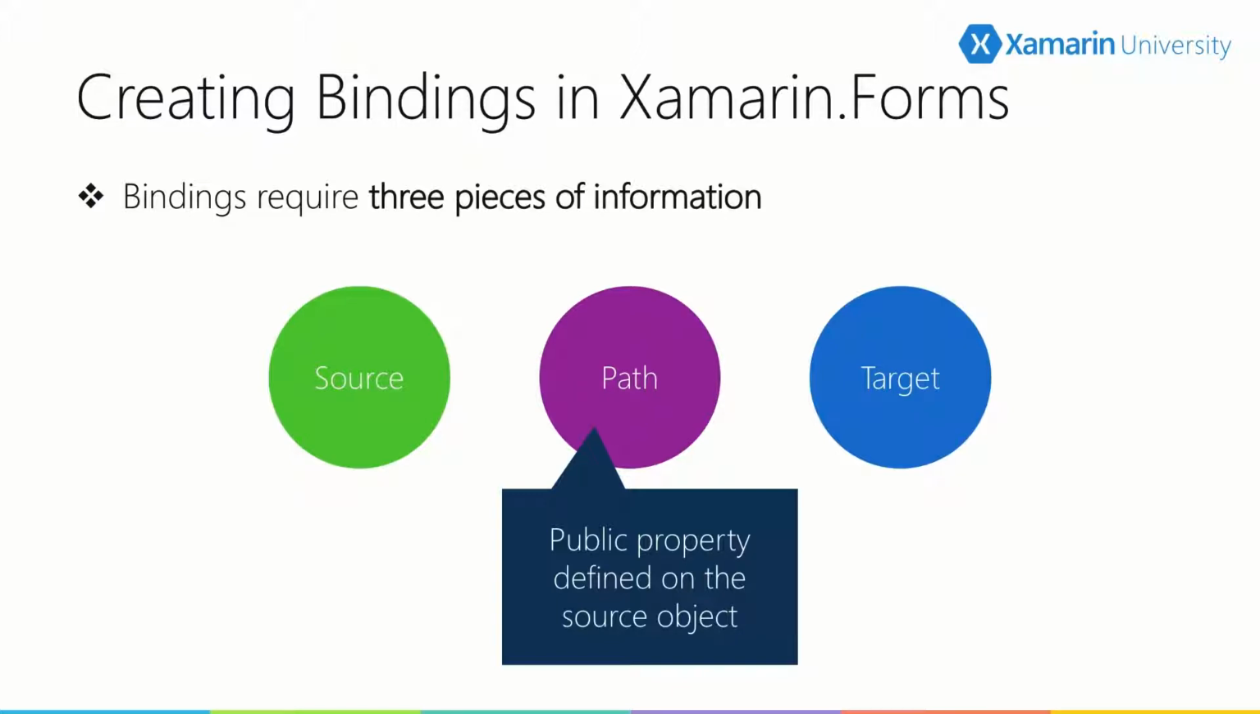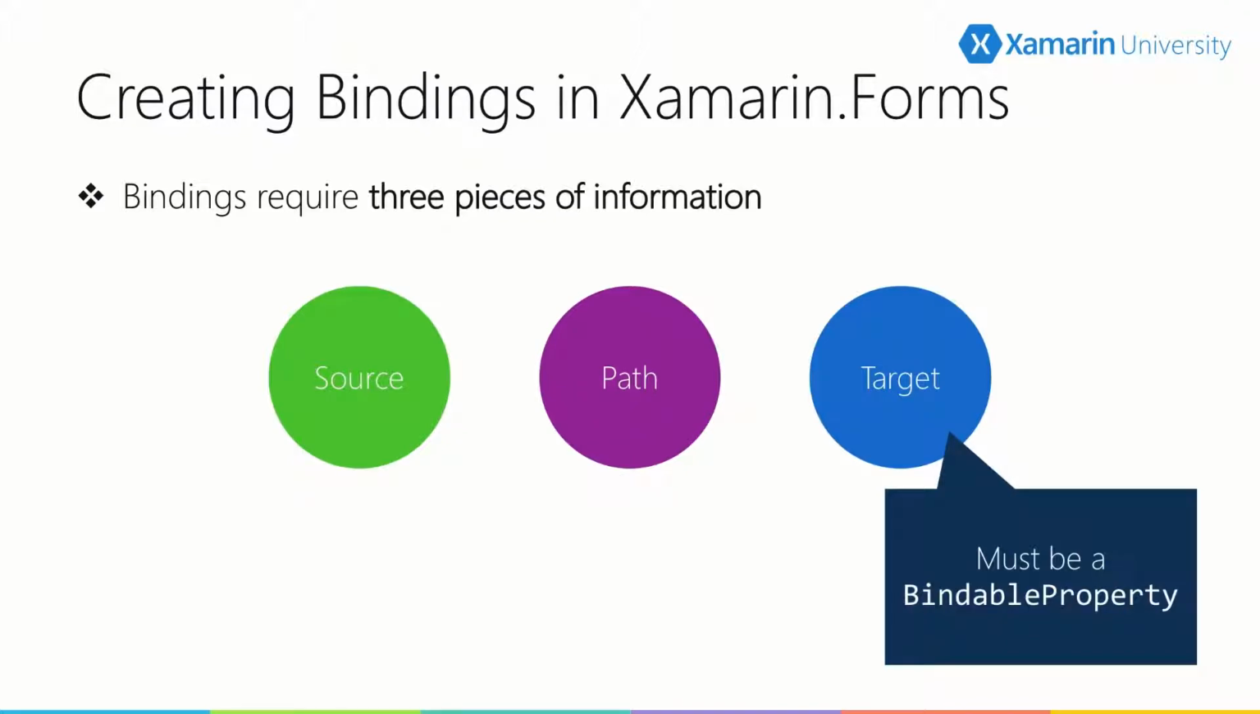So the path is a string that represents a public property in your source. So you would tell it from my source object, which is a person object, take the first name property and move it into the target. That brings us to the target. We have to tell it, well, here's the UI element that we want to data bind to. That UI element has got specific properties. A label, for instance, has got a text property. So we would tell it, take our first name public property of the source object and move it into the text property of our target.